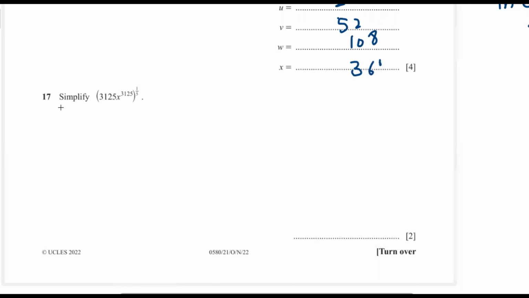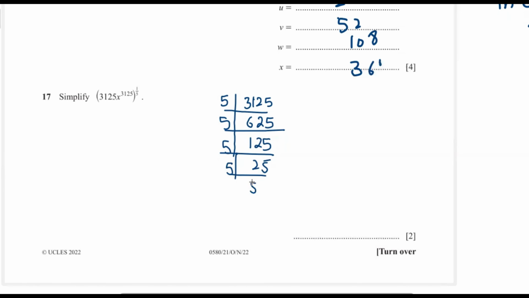Question 17, simplify 3125 whole power 1 over 5. To simplify, firstly, you will factorize the number 3125, and that number can be divided by 5. Dividing repeatedly by 5, 5 times 625 is 3125, 5 times 125 is 625, 5 times 25 is 125, 5 times 5 is 25, and 5 times 1 is 5. You can write it 5 power 5. And X is 3125. Now 1 over 5.